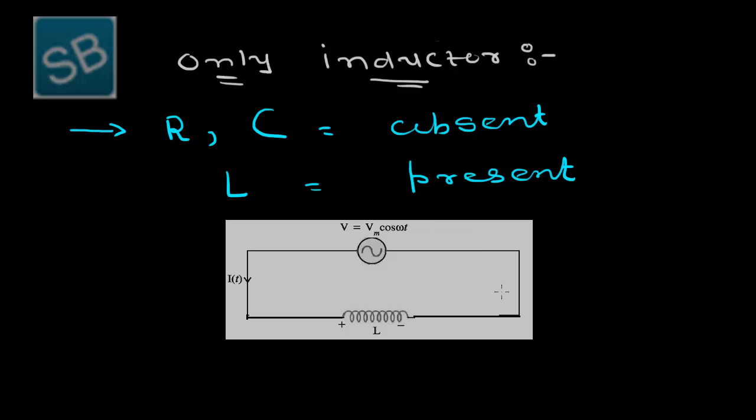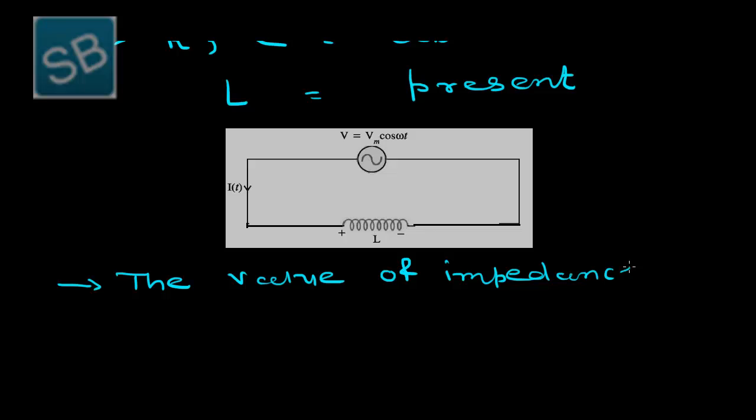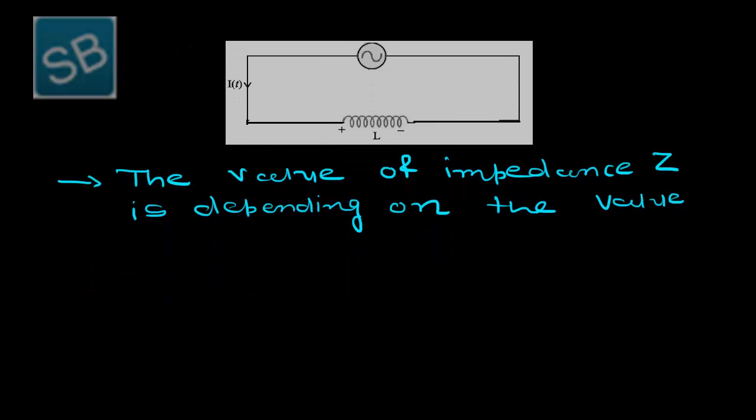So this is the AC circuit with only an inductor. Now if you see over here, the value of impedance Z depends on the value of L only. So the effect of R and minus j upon omega C will be 0. So now in this case Z is equal to j omega L.